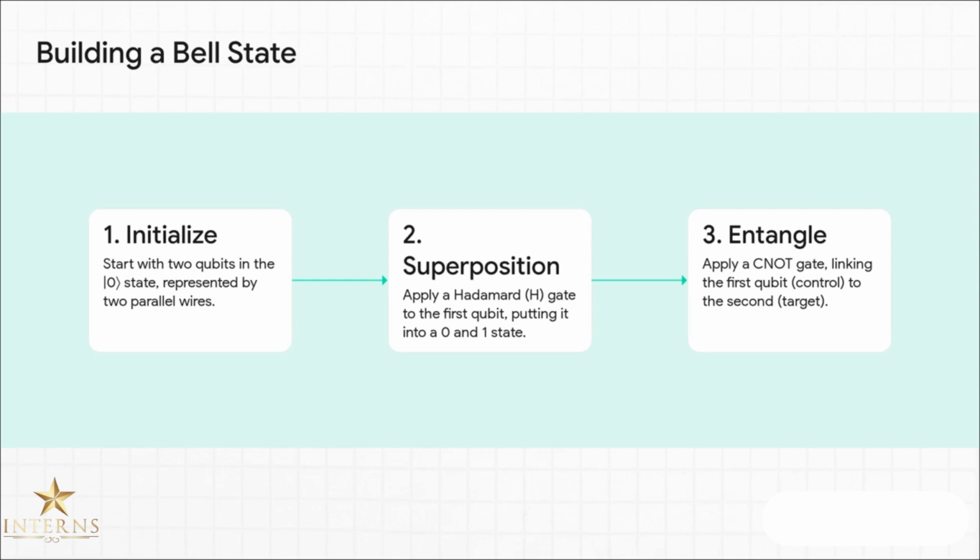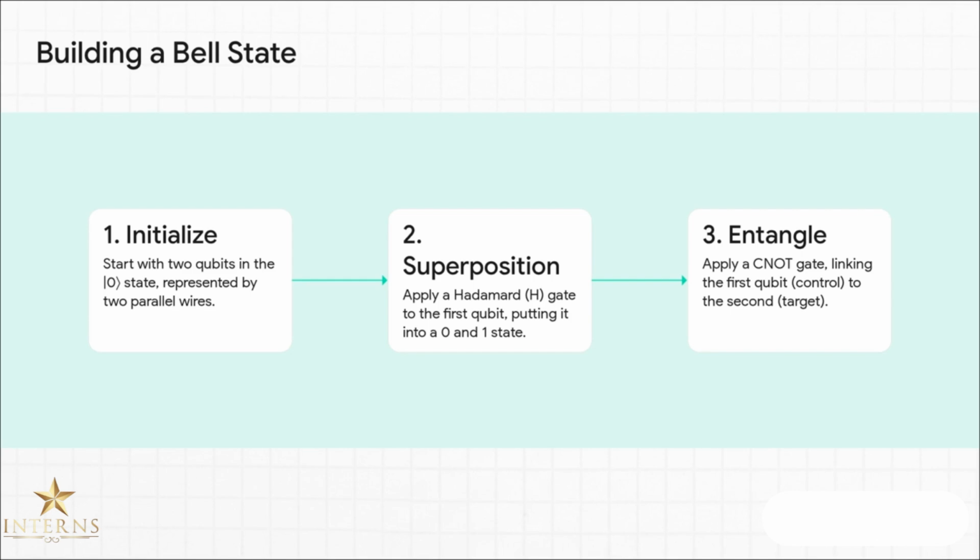Circuits are always read from left to right. So first thing, we start with our two qubits. We initialize them both in the simple 0 state. On our diagram, that's just two clean parallel wires. It's our blank canvas. Next up, the first bit of quantum magic. We take that Hadamard gate we just talked about, and we apply it to the top qubit. That single action instantly puts the qubit into a superposition. It is now in a 50-50 state of being both 0 and 1 simultaneously.